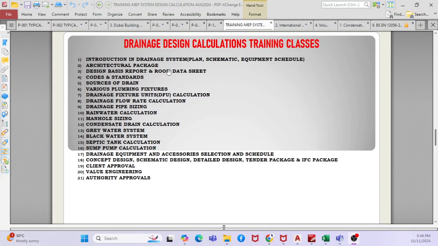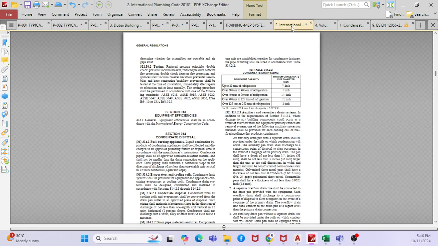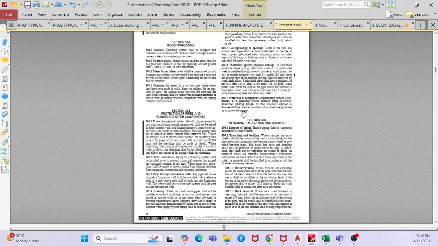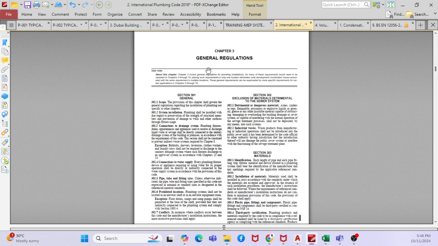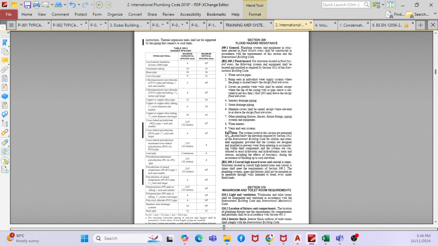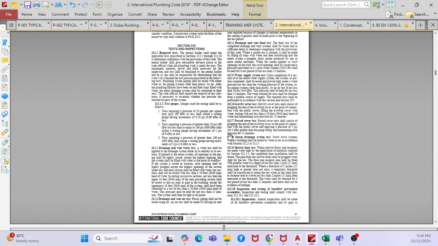See, this is our syllabus for the drainage design calculation. Today we will discuss condensate drain calculation, right? Yes, sir. Okay, if you go to our IPC standard, there is one chapter called general regulations. In that, if you go down, you will find one section for condensate drain, right?